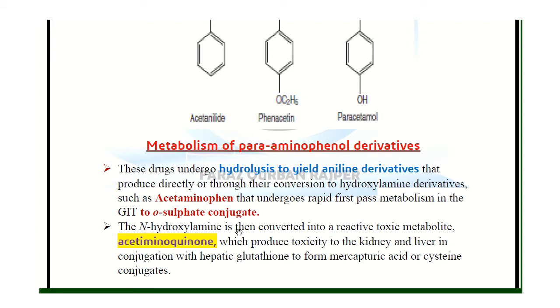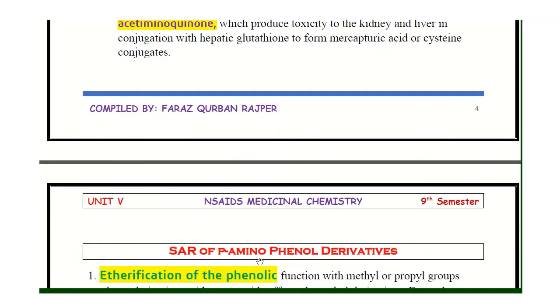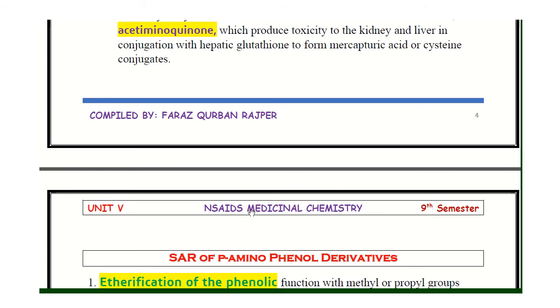The N-hydroxylamine which is formed can be converted into a more reactive toxic metabolite, that is N-acetyl-p-benzoquinone imine. This is the toxic metabolite formed as a result of paracetamol metabolism, and it produces toxicity to different organs, the kidney and liver. It is conjugated with hepatic glutathione to form the mercapturic acid and the cysteine conjugate.